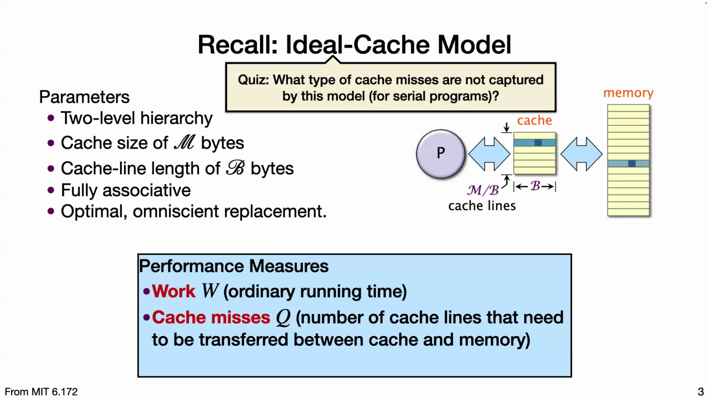Okay. As a quiz, we talked about the types of cache misses last time. What types of cache misses are not captured by this model for serial programs? Good. Does everybody remember the types of cache misses? Okay, great. So conflict misses, because cold misses and capacity misses are captured by fully associative cache, but conflict misses, which are conflicts in the same set, are not.